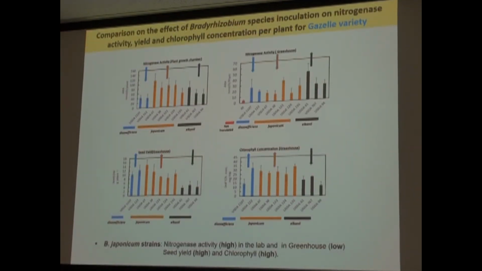But before making the final conclusion, I had to make some comparison of nitrogenase activity, the yield, and the chlorophyll concentration per plant. For the Gazelle variety in the growth chamber and the greenhouse, I picked only the B. japonicum strain. According to B. japonicum, nitrogenase activity in the laboratory is high, but in the greenhouse it is low. The yield is high, and at the same time the chlorophyll is also high.